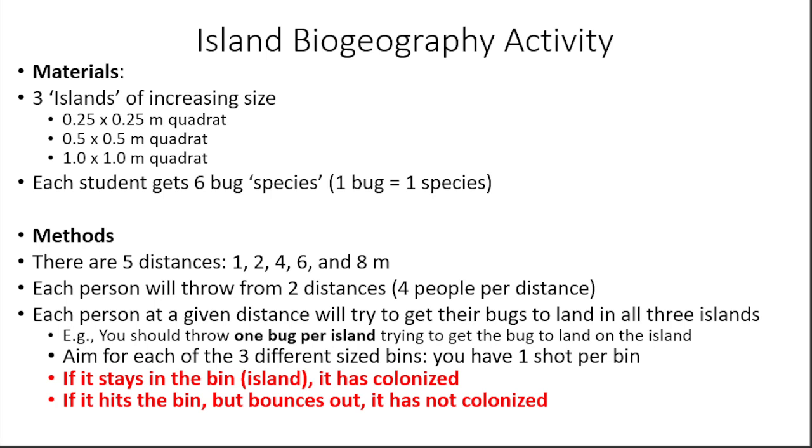There will be 5 distances: 1, 2, 4, 6, and 8 meters. Each person will throw from 2 distances, or about 4 people per distance. Then each person at a given distance will try to get their bugs to land on all 3 islands. So you should land 1 bug per island: try to throw 1 for the small one, 1 for the medium one, 1 for the big one, then switch distances, throw 1 each, and repeat again.